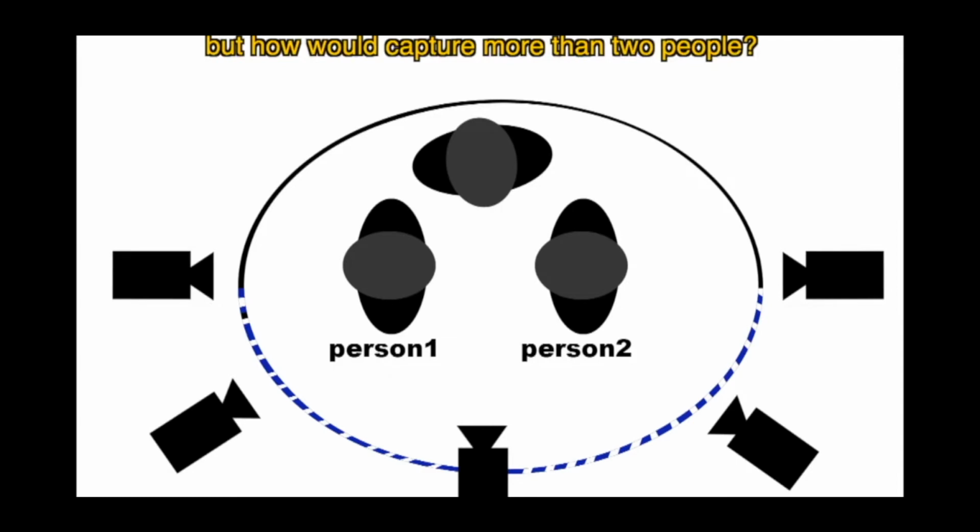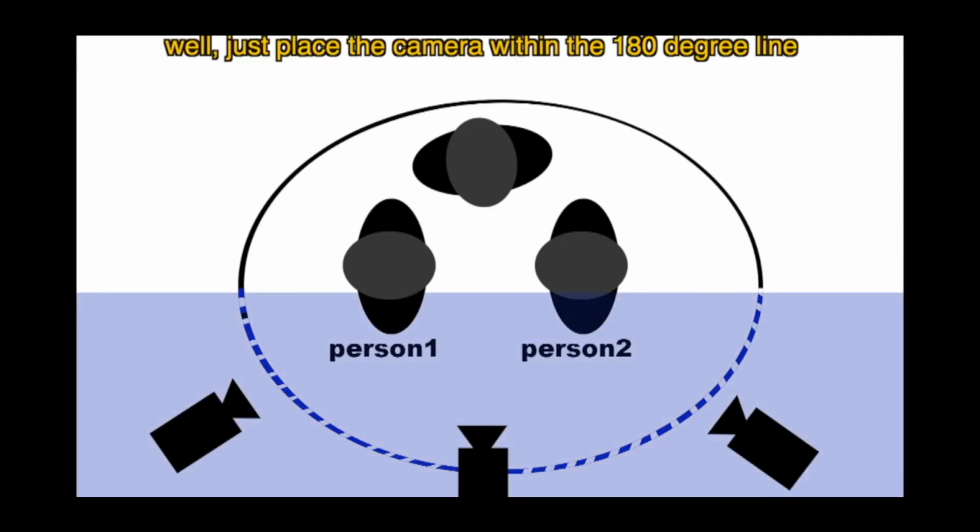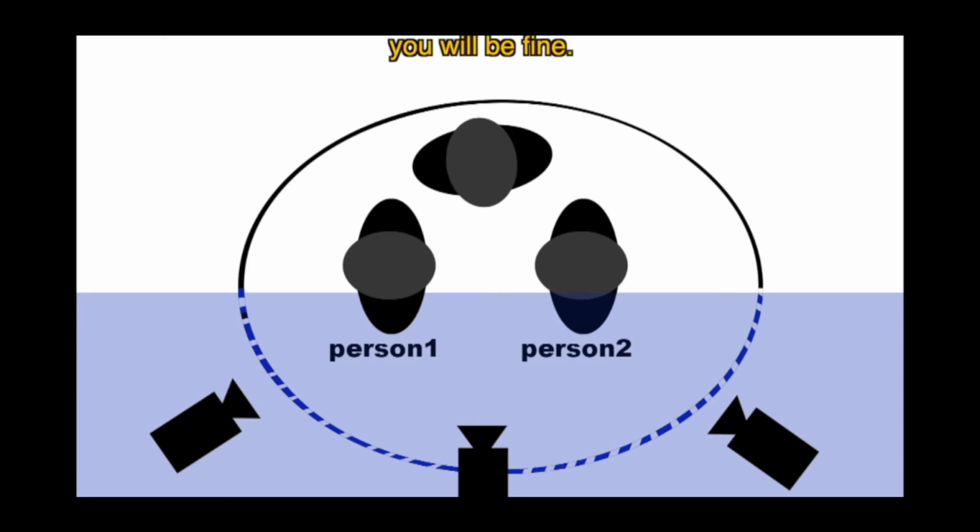But how would you capture more than two people? Well, just place the camera within the 180 degrees, and you will be fine.